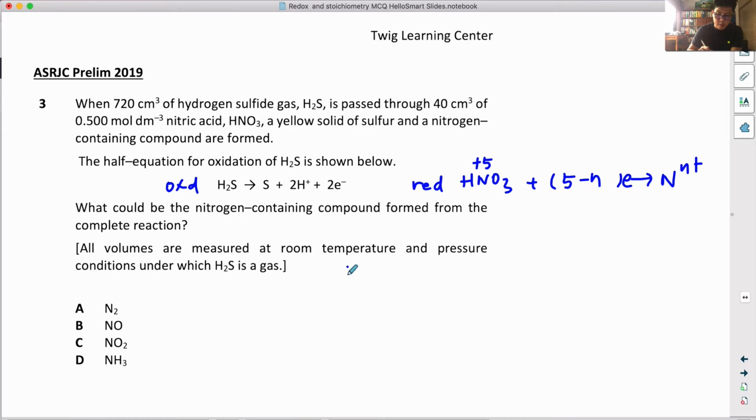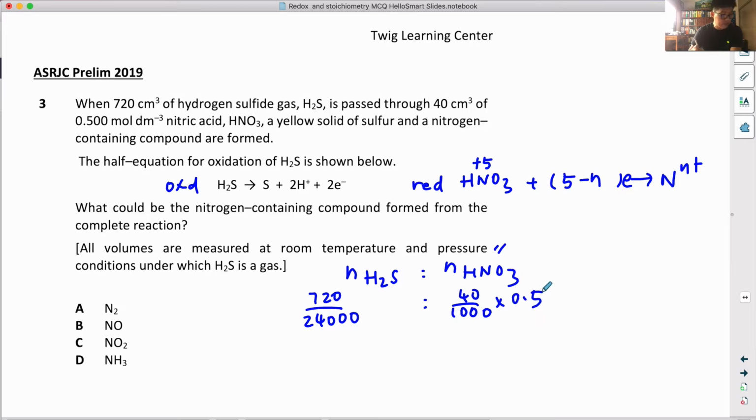Okay, so the next part is we will find the mole ratio between H2S and HNO3. The number of moles of H2S is 720 divided by 24000, because it's all done at room temperature and pressure, as you can see. And the number of moles of HNO3 will be 40 over 1000 times 0.5. So do the math, you get 0.03 to 0.02, so 3 to 2.